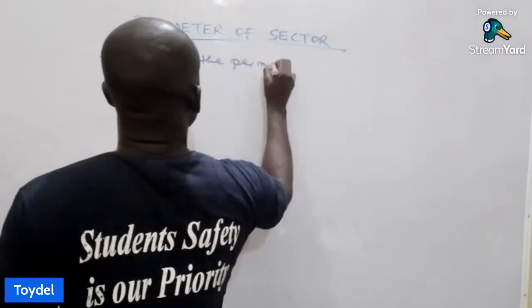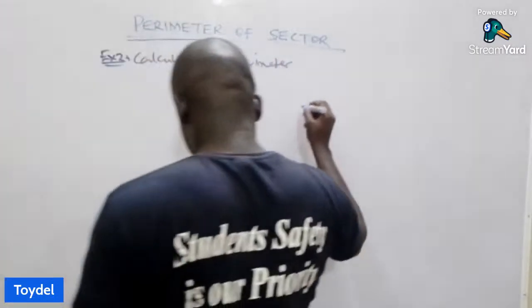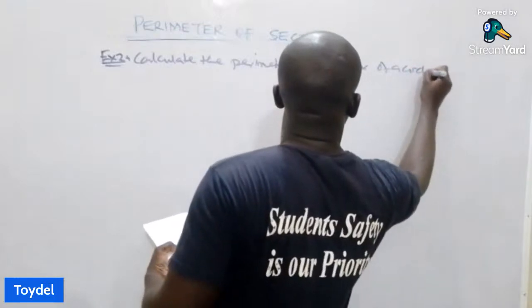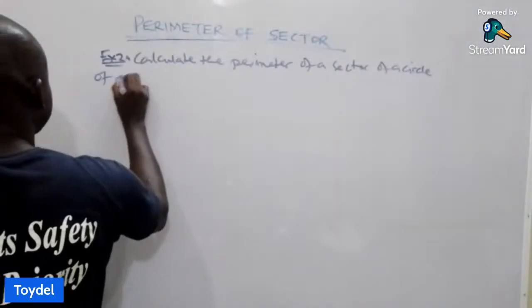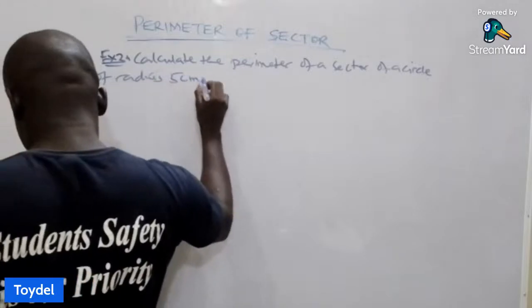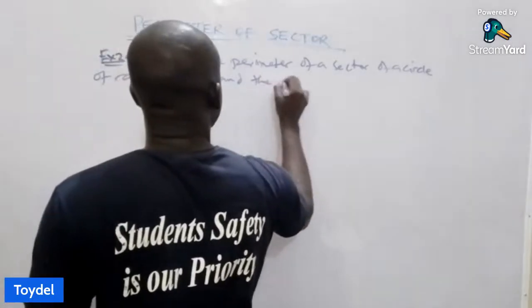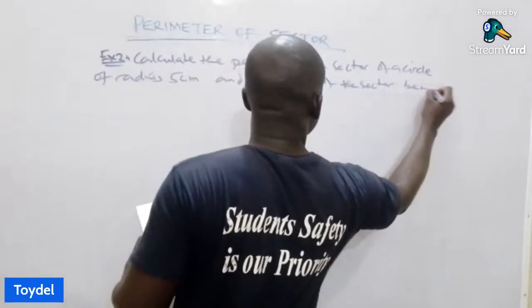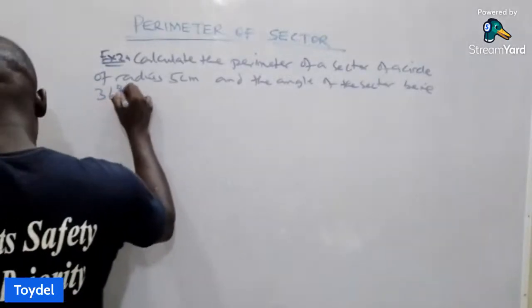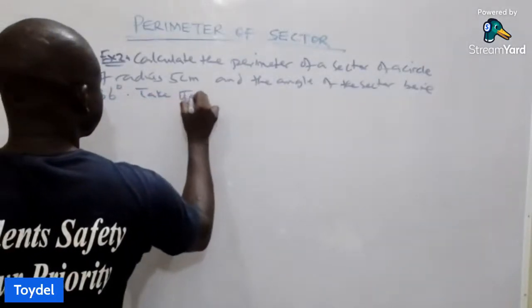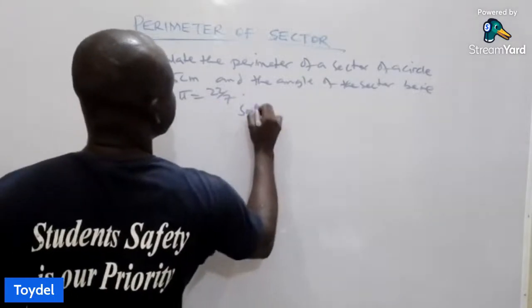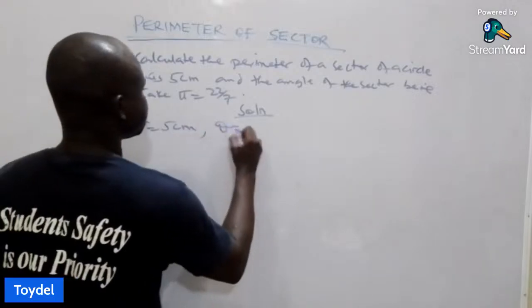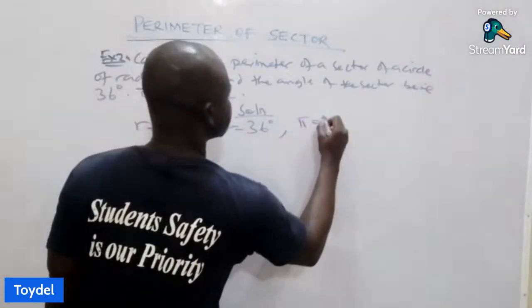The question says that we should calculate the perimeter of a sector of a circle of radius 5 centimeters, and the angle of the sector being 36 degrees. We should take pi to be equal to 22/7. Still the same thing here. We list out what we are given. We are given the radius as 5 centimeters. We know theta, which is the angle of the sector, 36 degrees. Then pi is a constant, 22/7.